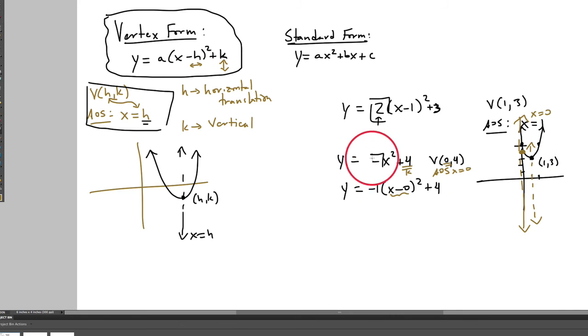And because our a value here is -1, that means that as I go 1 to the right from this point, I'm going to go down 1, and that point would have to lie on our graph. And because of symmetry, I know that this point would also have to lie on my graph. That's how you can pretty quickly sketch vertex form parabolas just by having this in vertex form.